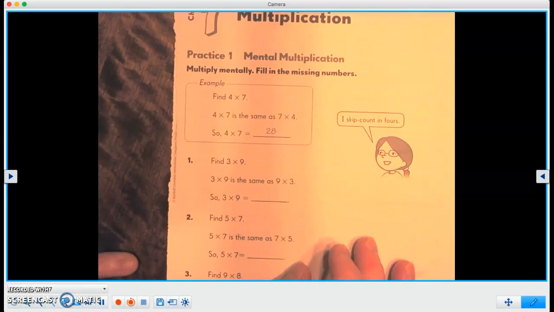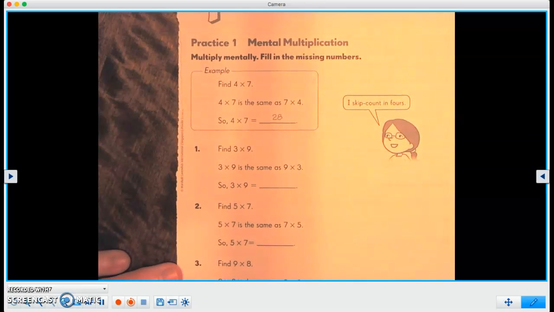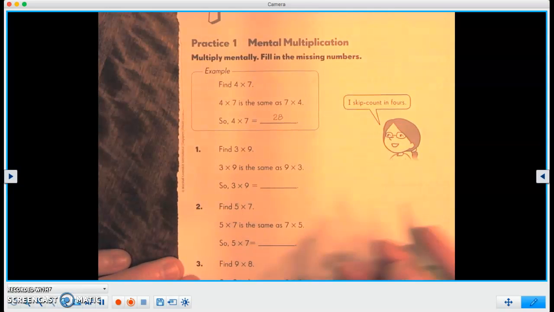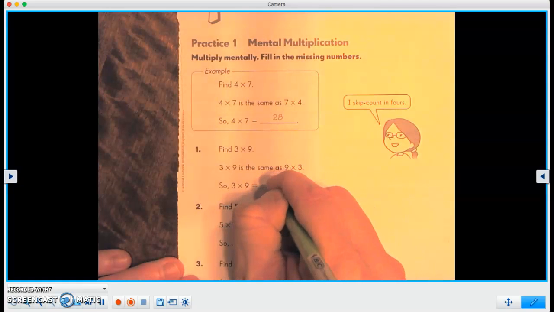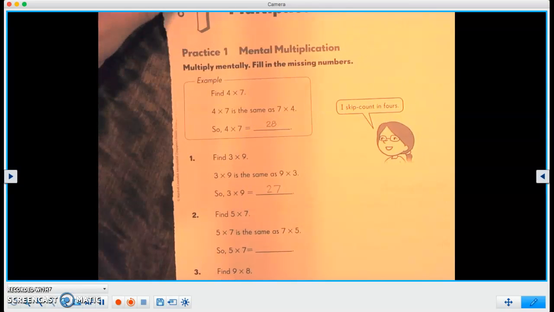Let's look at number 1. 3 times 9. 3 times 9 is the same as 9 times 3. So 3 times 9 equals blank. Well, you can do the nines trick and count on your fingers. You can use distributive property and go 3 times 10 minus 3 times 1. You can sing the song 3, 6, 9, 12 and keep going until you get to 3 times 9. But 3 times 9 is 27. It's 3 away from 30. Okay? All right, I'm going to skip over number 2 and I'm going to go to number 3.